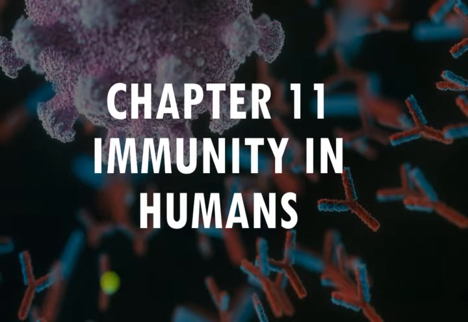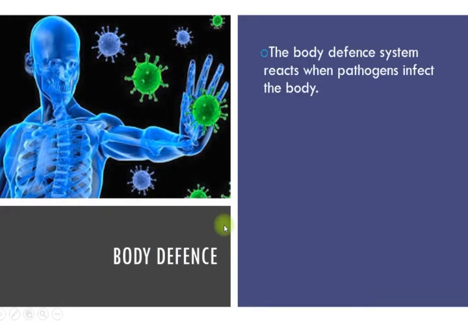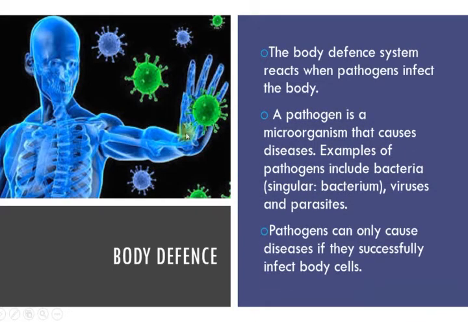Alright. So let's take a look at the learning standards that you have to understand for today. First, you are able to define what is immunity, what is an antigen, what is an antibody. And second, you have to describe the 3 lines of body defense in humans, that is the first line of defense, second line of defense, and third line of defense. So let's go to the introduction of the body defense.